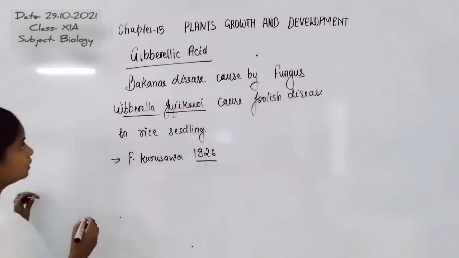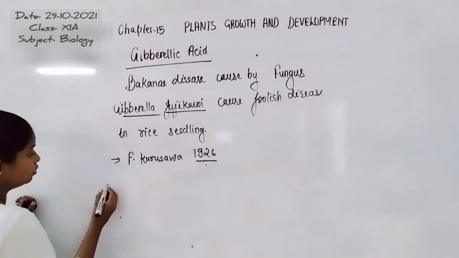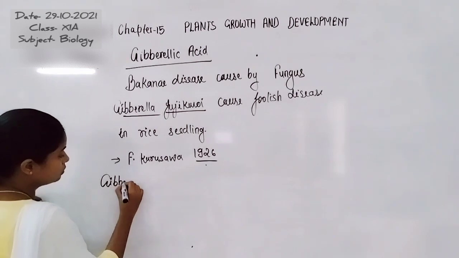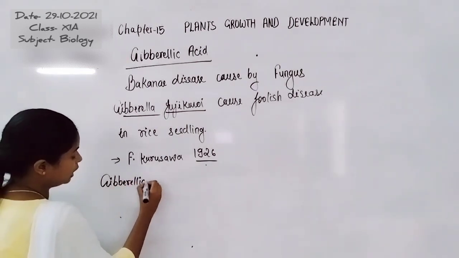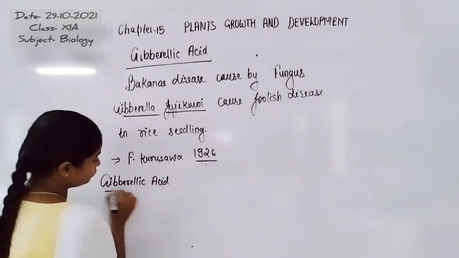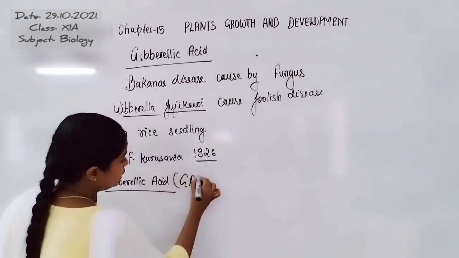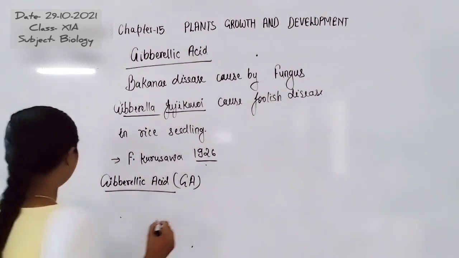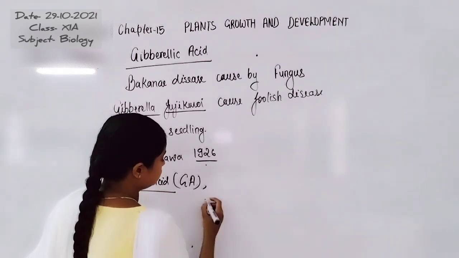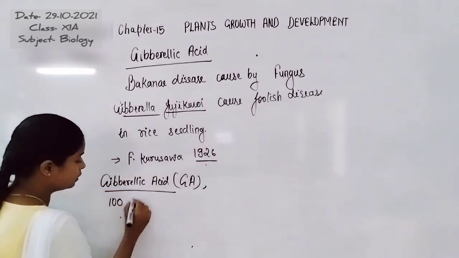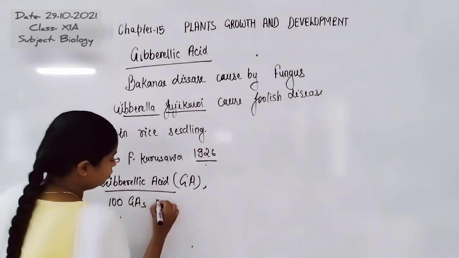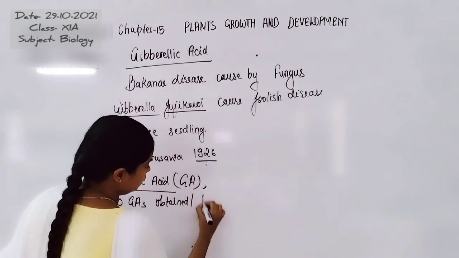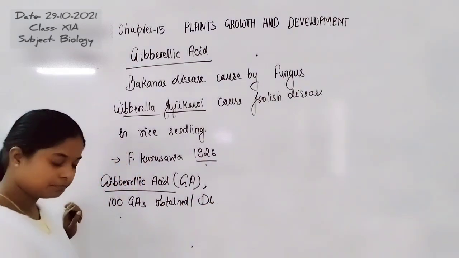Actually, how do they act? Now let us discuss gibberellic acid, or gibberellin. It is denoted by GA. Approximately 100 GAs have been obtained or discovered in plants.